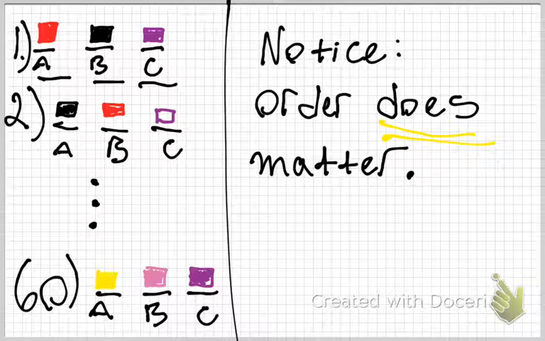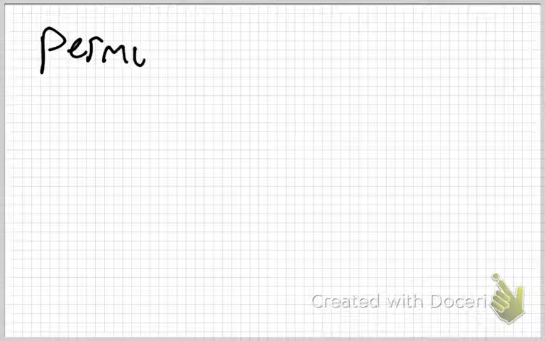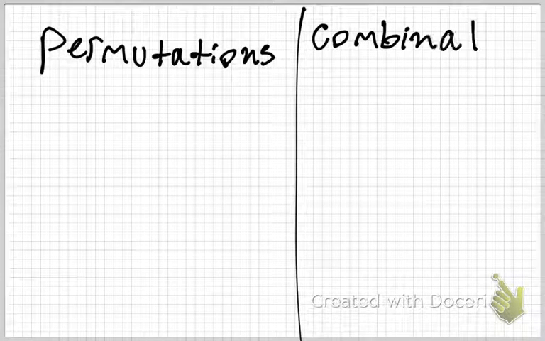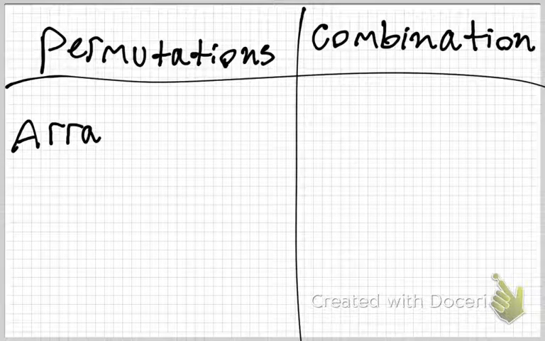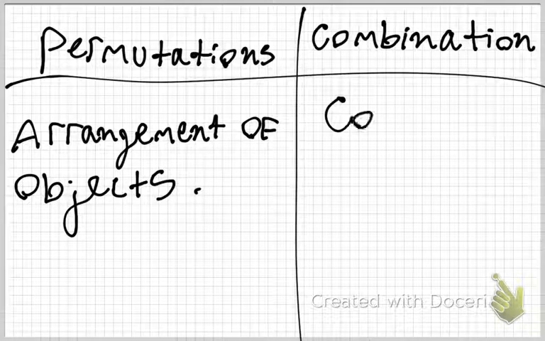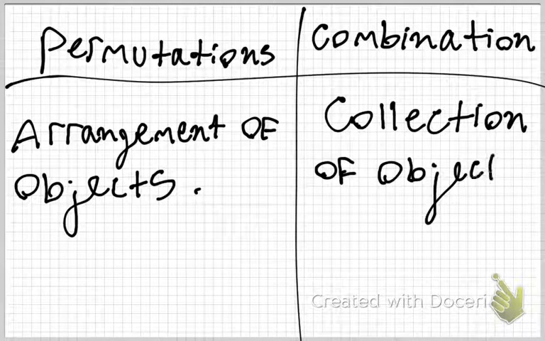And one thing, again, I want to stress, notice that order does indeed matter. The order does matter. Whereas in combinations, the order didn't matter. All right. Moving forward, permutations versus combinations. Once again, permutations is the arrangement of objects, whereas combinations is the collection of objects.